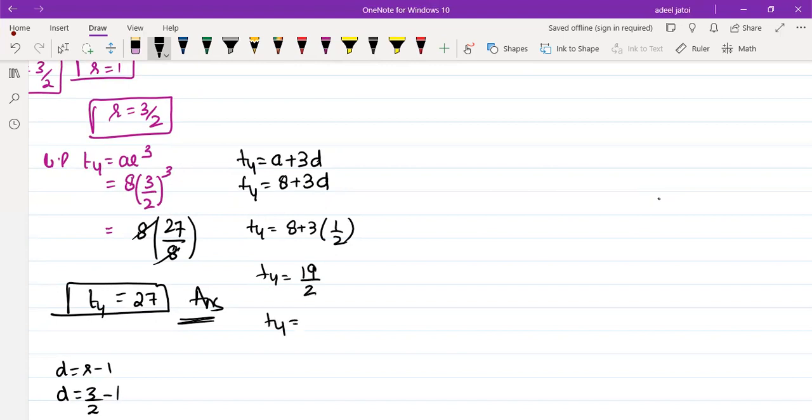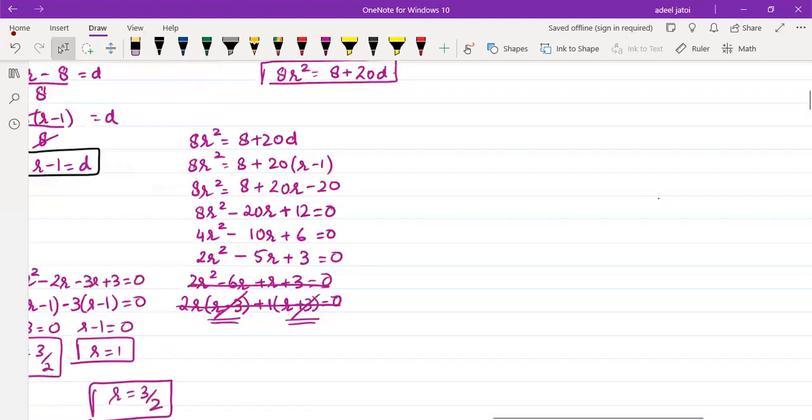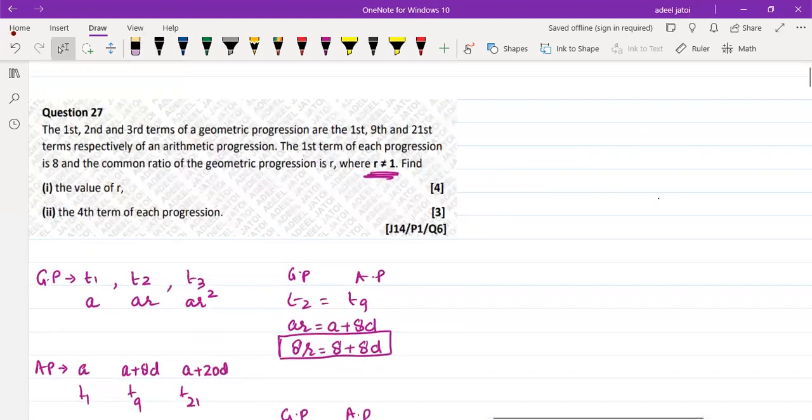So T4 becomes 9.5. Now, this was the question from June 2014, paper 1, question number 6, question 27 from the book. The topic is arithmetic progression and geometrical progression.